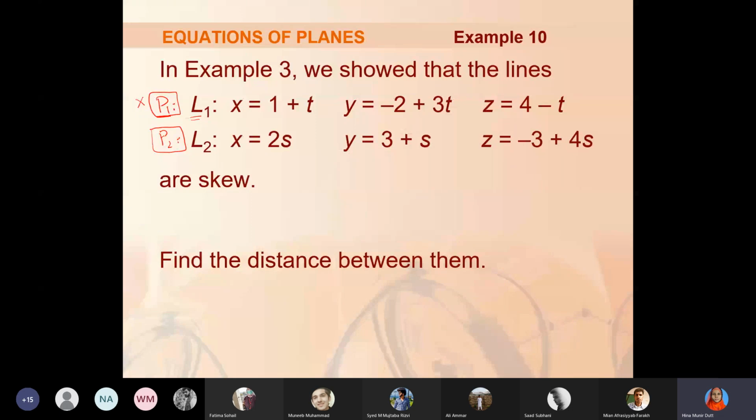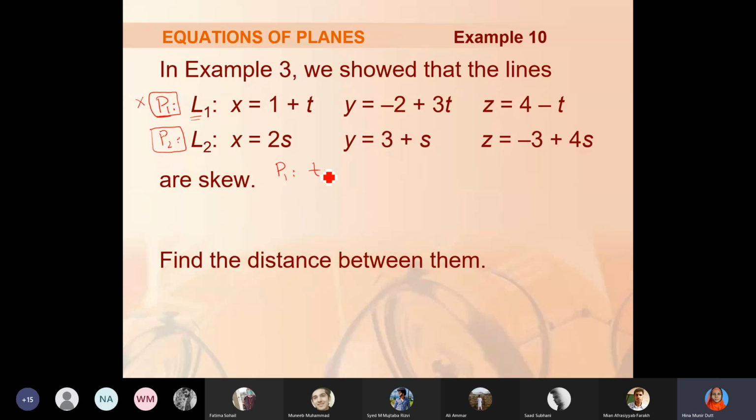We find the equation of the two planes because the skew lines lie on those planes, and then we take any point on the plane P1 and find the distance of that point from the plane P2. But since we need only a point on the plane P1, we don't need to find the equation of the plane P1. We find any point on the line L1 by putting, I can find any point on the line L1 or P1.